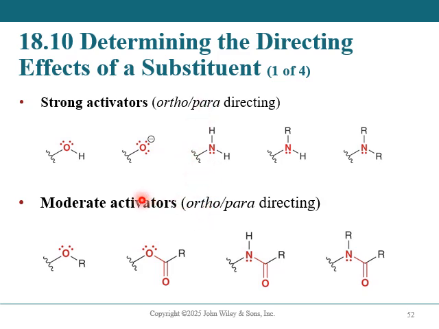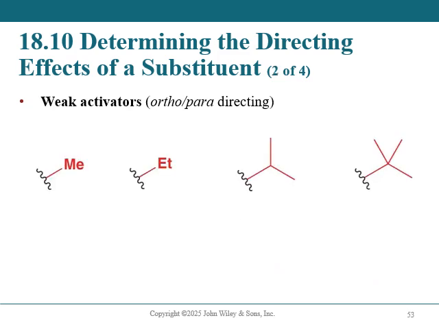So this is a good time for you to look at this slide and familiarize yourself with the different groups, so you can start making predictions. That makes things a little bit easier rather than having to draw out the entire sigma complex and figure out the energetics. If you know these groups, that makes things easier. And these are your weak activators. And again, they're ortho-para directed.